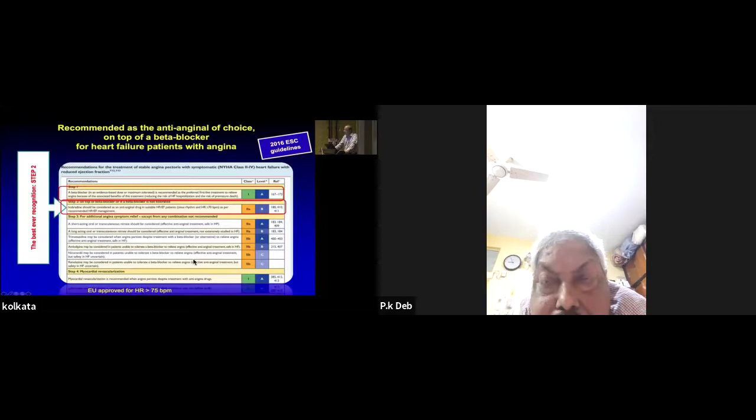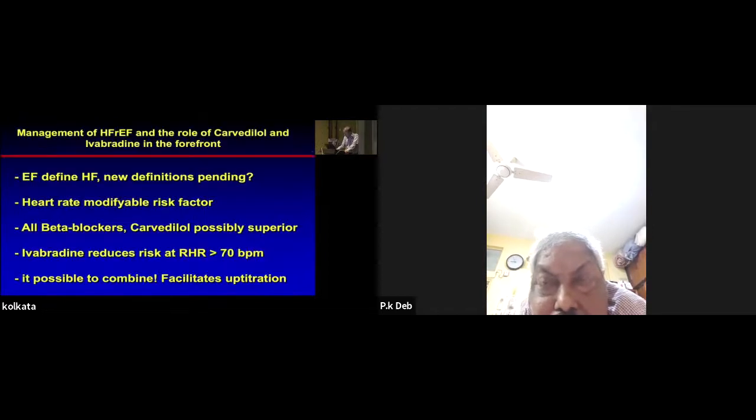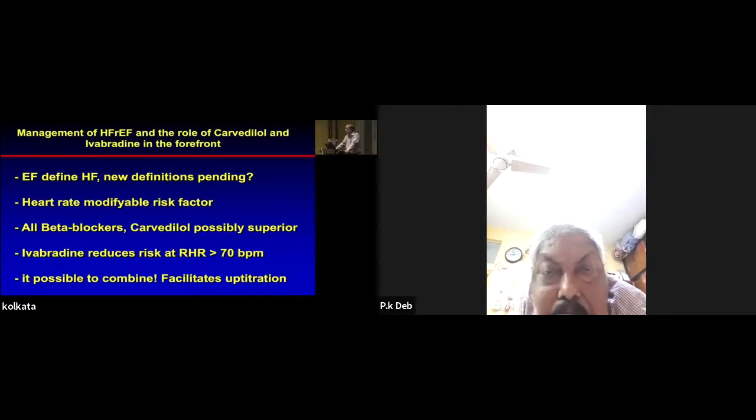Other anti-anginal drugs which are commonly being used, like nicorandil or ranolazine, etc., all come under the purview of 2A to 2B. And if the angina still persists, finally you go for revascularization. So in the management of heart failure with reduced ejection fraction, the role of carvedilol and ivabradine is in the forefront.